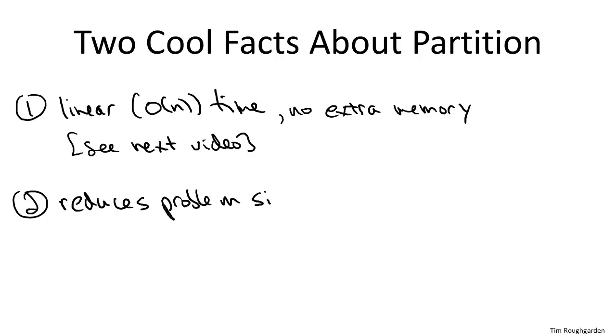Secondly, it cuts down the problem size. So it enables a divide and conquer approach. Namely, after we've partitioned an array around some pivot element, all we have to do is recursively sort the elements that lie on the left of the pivot and recursively sort the elements that lie on the right of the pivot, and then we'll be done. So that leads us to the high-level description of the quicksort algorithm.